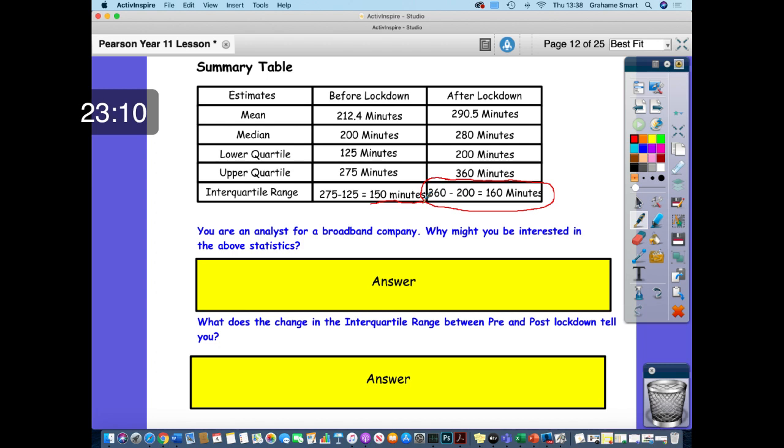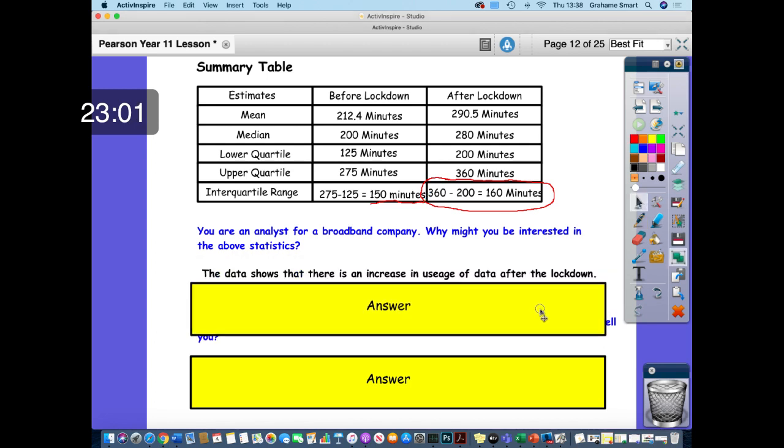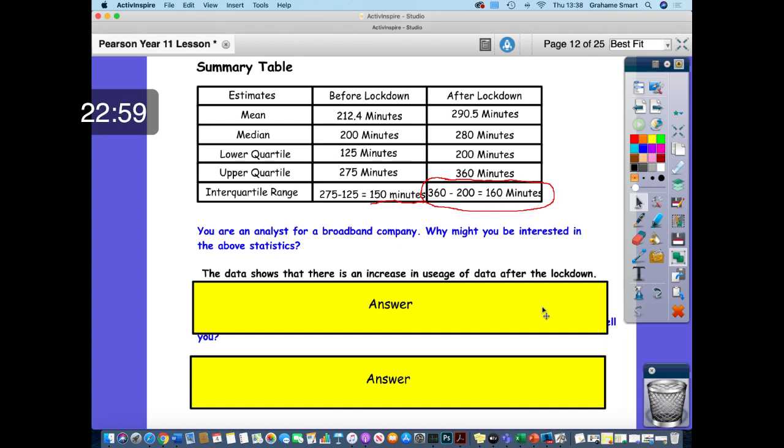But you are an analyst for a broadband company. Why might you be interested in the above statistics? And we said about 3 reasons. One of the main reasons is the data shows that there is an increase in usage of data after lockdown. Well, if people are spending more time in front of a screen, they're going to be using more data. So I think that's a reasonable conclusion to come to.